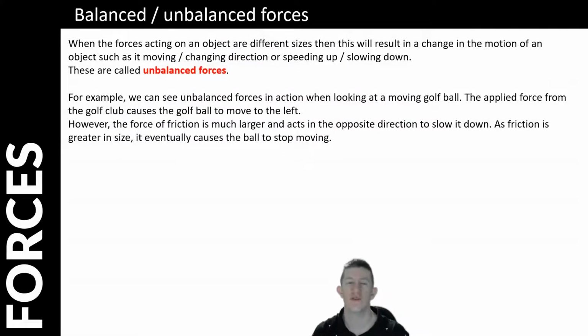So when we have forces on an object that are different sizes, this results in a change in motion, such as speeding up, slowing down, or changing direction. These are called unbalanced forces. Some really common examples we see is when looking at a moving golf ball. The force from the club causes the ball to move to the left. However, the friction is much larger and acts in the opposite direction to slow it down. As friction is greater in size than the force that was on the ball in the first place, it'll eventually slow the ball down and cause it to stop.